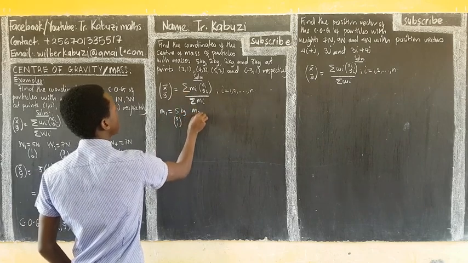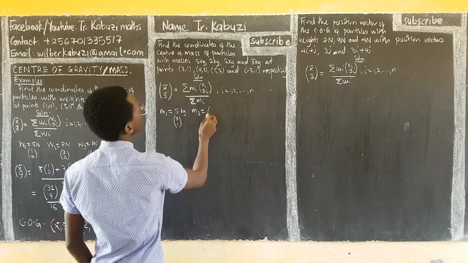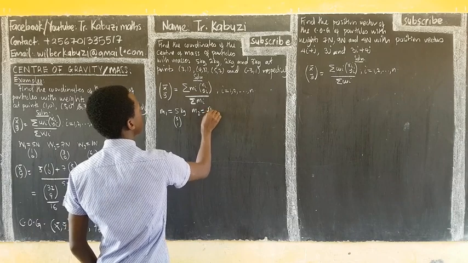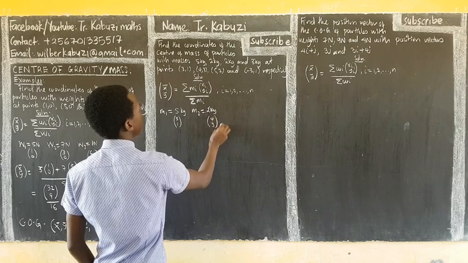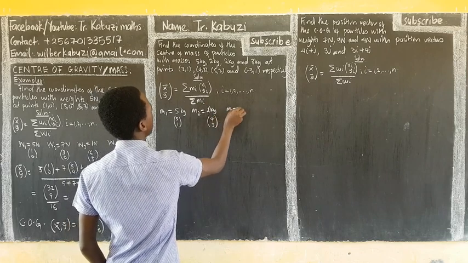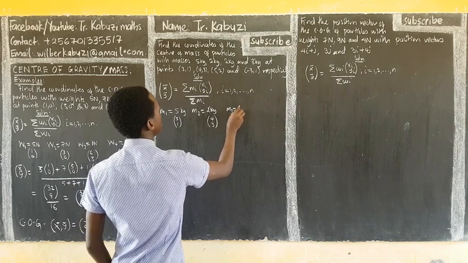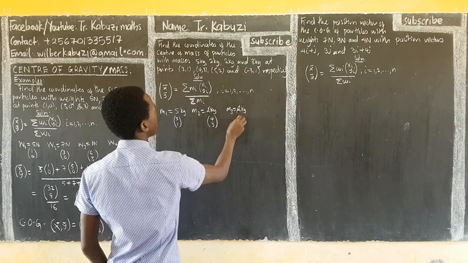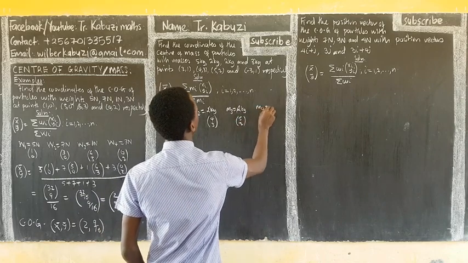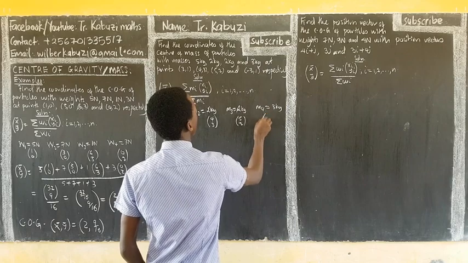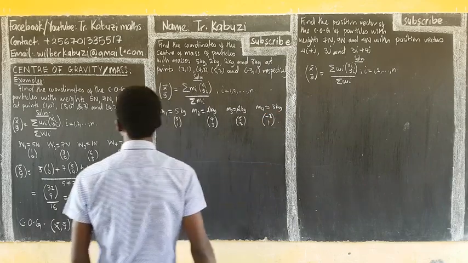Then mass 2 is 2 kilograms, corresponding coordinate is 4, 3. Then mass 3 is 2 kilograms also, corresponding coordinate 5, 2. Then mass 4 is 3 kilograms, then the corresponding coordinate is negative 3, 1.